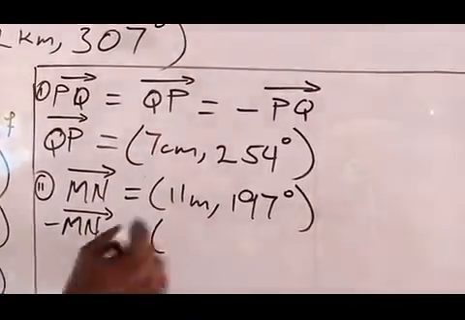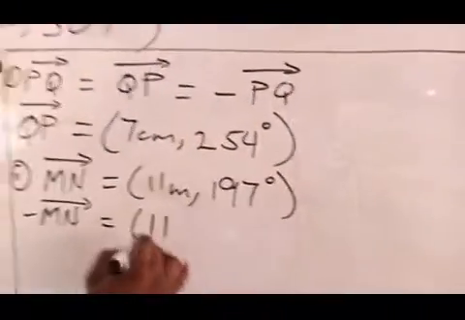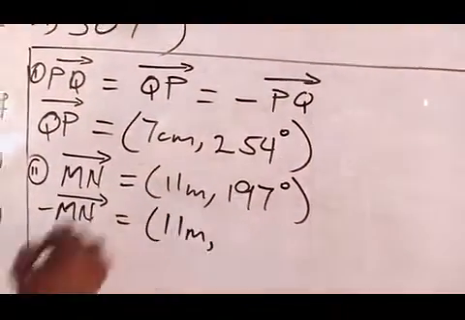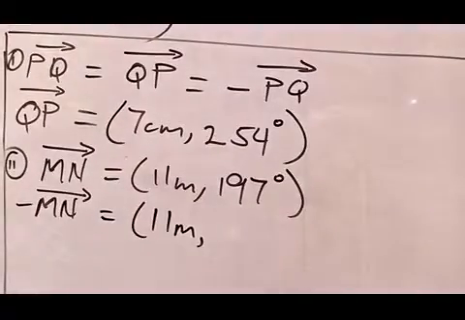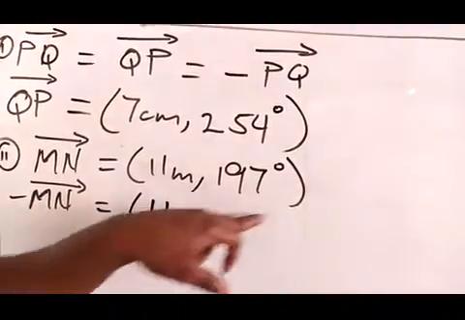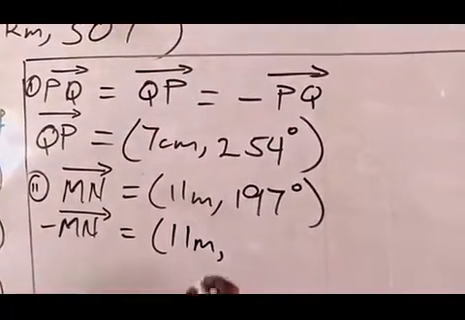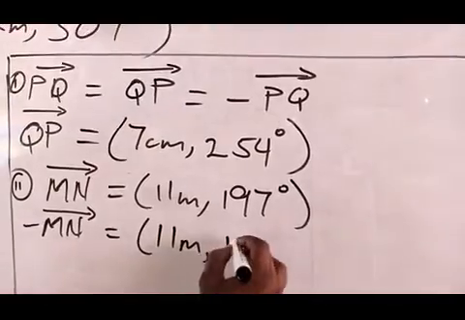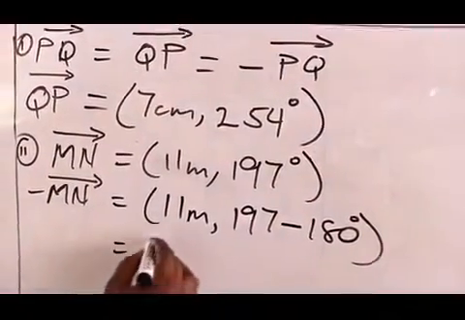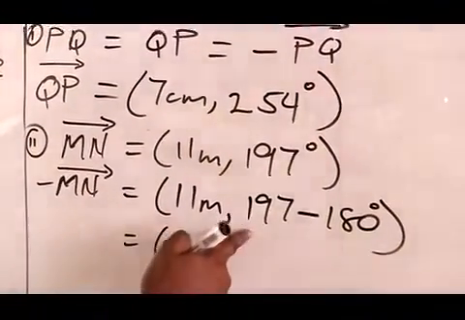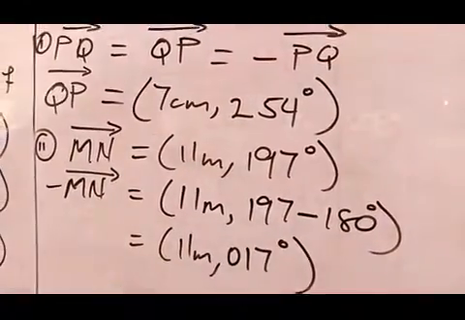So the inverse of vector MN, like I said, you repeat the magnitude, which is 11 meters. But the bearing, in this case, is bigger than 180. Since it is greater than 180, we subtract 180 from it to get the required answer. That is 197 minus 180. So this is going to become 11 meters, and then 197 minus 180 is 17 degrees, all right?